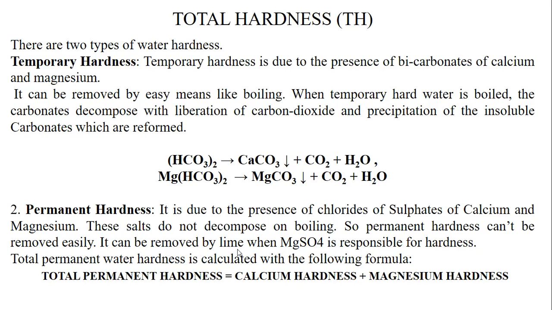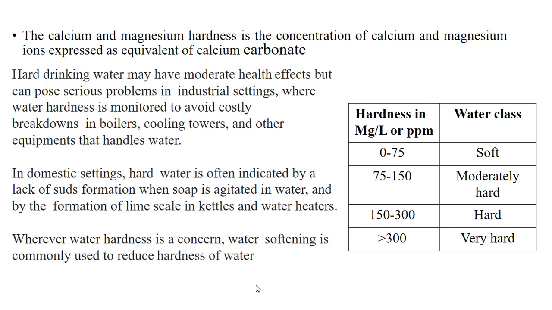The total permanent water hardness is calculated with the formula: total permanent hardness is equal to calcium hardness plus magnesium hardness. The calcium and magnesium hardness is the concentration of calcium and magnesium ions expressed as equivalent of calcium carbonate. Hard drinking water may have moderate health effects, but it can pose very serious problems in industrial settings where the water hardness is monitored to avoid costly breakdowns in boilers, cooling towers, and other equipment that handles the water. In domestic settings, hard water is often indicated by a lack of suds formation. When soap is agitated in hard water, it will give less lather.